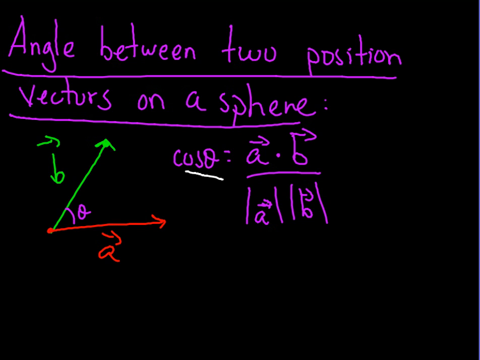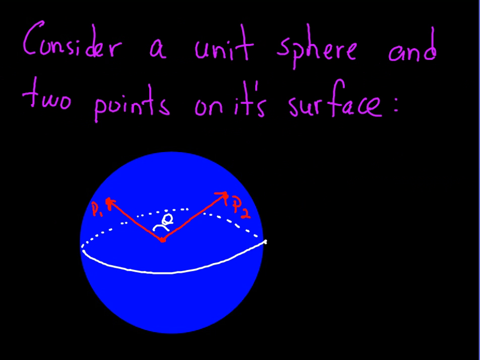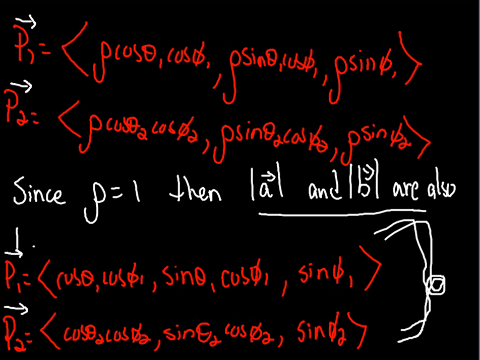So how does this formula apply if my position vectors are given by my spherical coordinates? Well, in order to do that, consider a unit sphere and two points on its surface. And by saying unit sphere, I'm saying that the radius is equal to 1. So rho will be equal to 1. So if I have two points, I'm going to label each vector with the index for my angles.